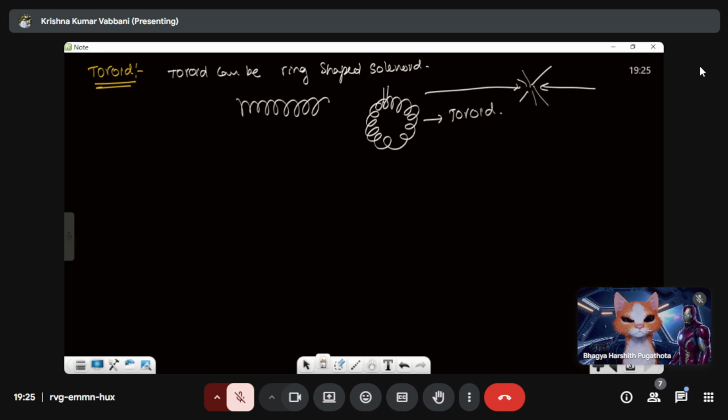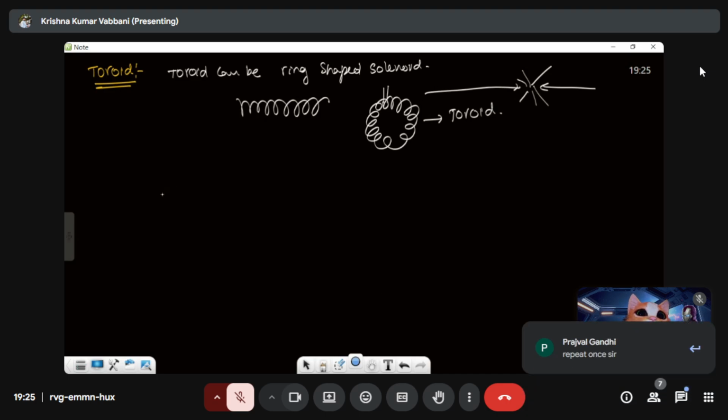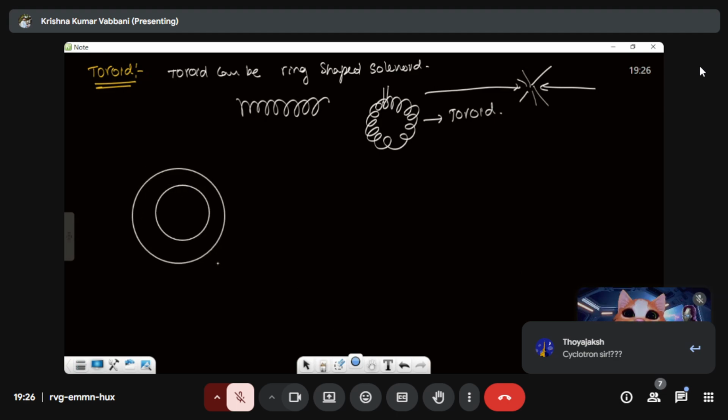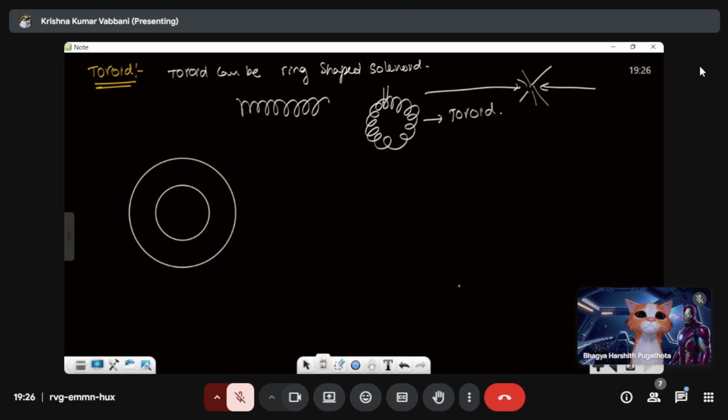So usually the diagram of the toroid will be like this. Okay, so if you take this diagram, the windings will be wound like this on the toroid.